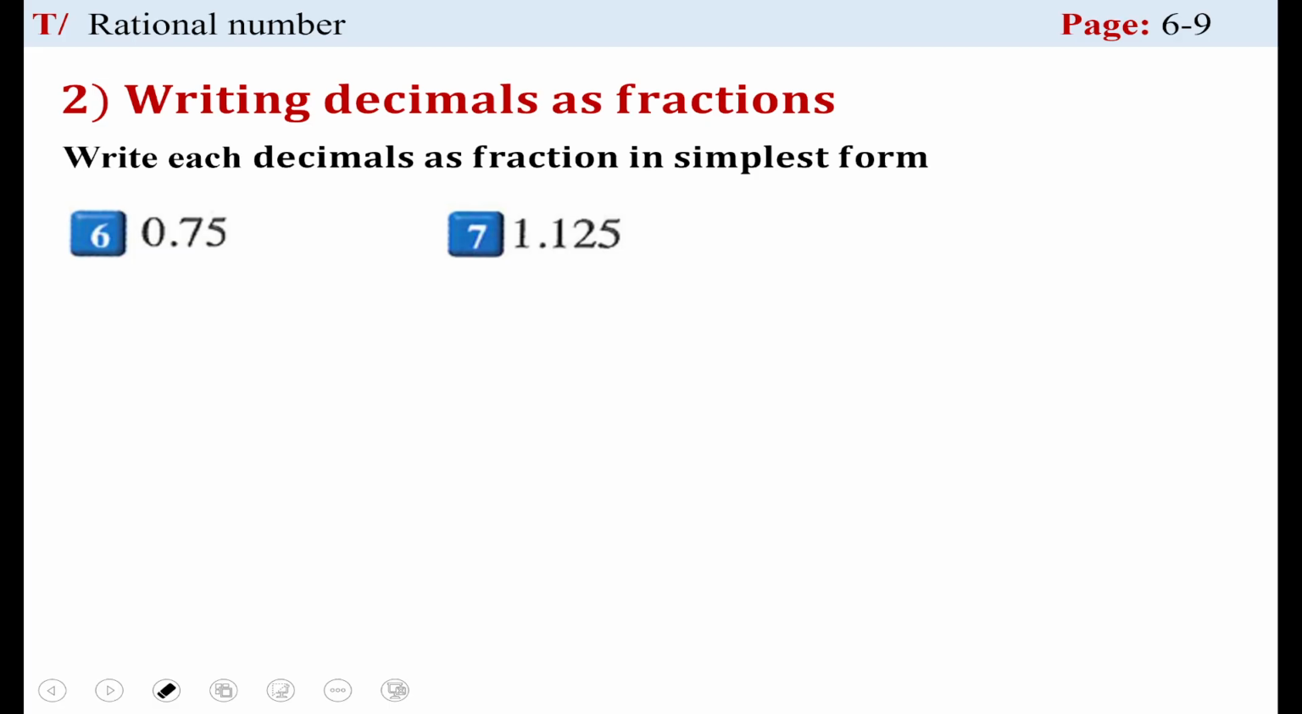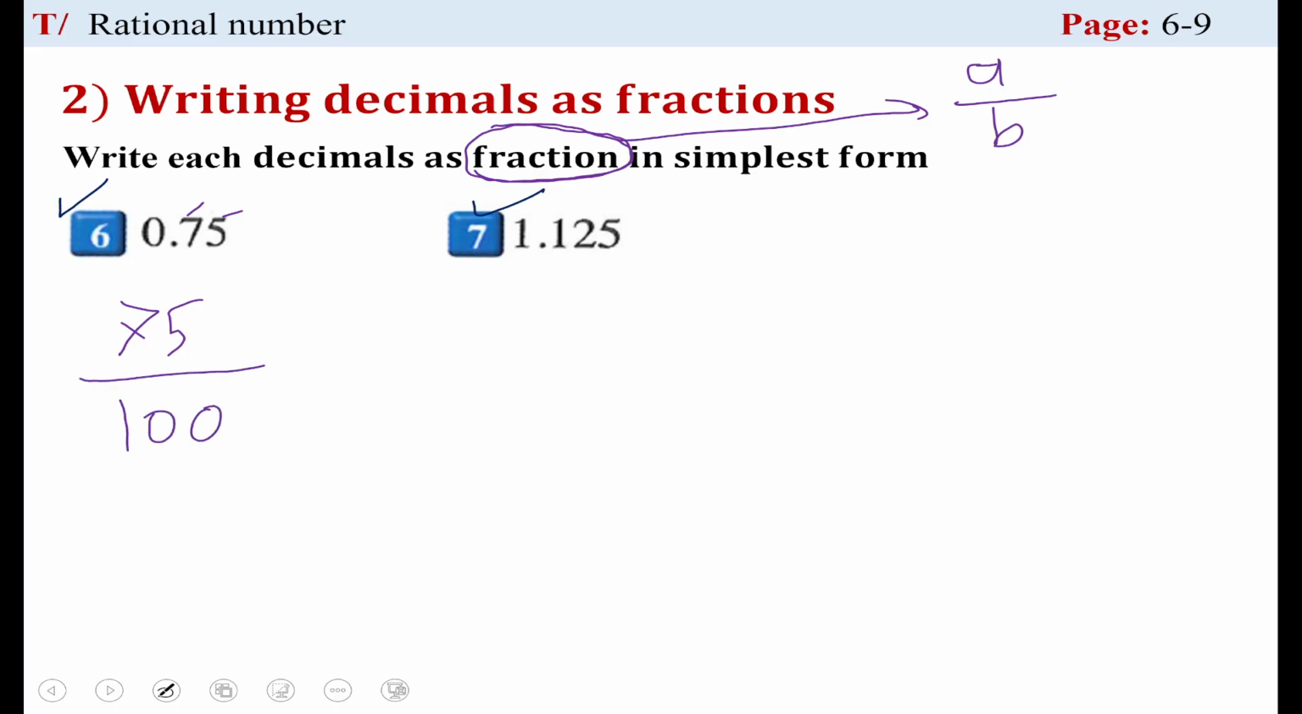Okay, writing decimals as fractions. We have these two questions, question 6 and question 7. We have a decimal and we need to write it as a fraction. Whenever we hear about a fraction, it means a over b. Let's solve question 6. How can we change 0.75 into the form a over b? We studied this one. Remove the point, it's going to be 75. There are 2 numbers after the point, so we can say it's 100.